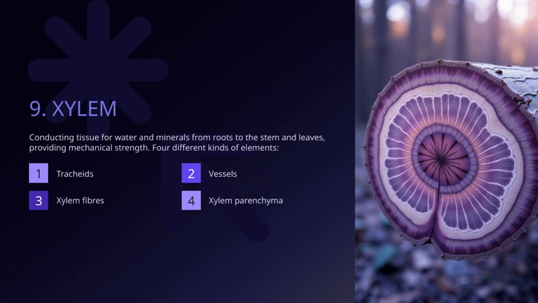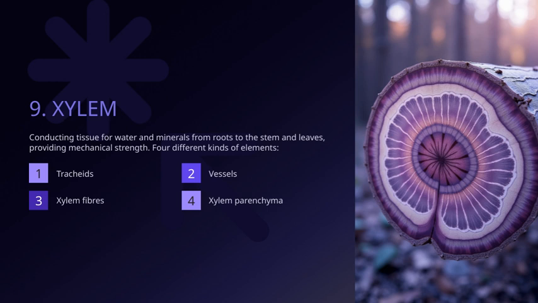Now, let's take a closer look at the different components of the xylem, which is essential for water and mineral transport. Starting with the xylem parenchyma, these are living cells that help in storage and lateral transport. Moving on, we have vessels, which are the main conducting elements in many plants, especially in angiosperms, allowing efficient water flow. Next are xylem fibers, which provide structural support and mechanical strength to the plant.